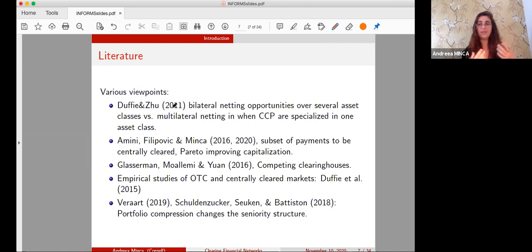And this comes in the form of default fund contributions. Those become part of the capitalization of the clearinghouse that is supposed to absorb losses that come from the member itself, but also mutualized losses.